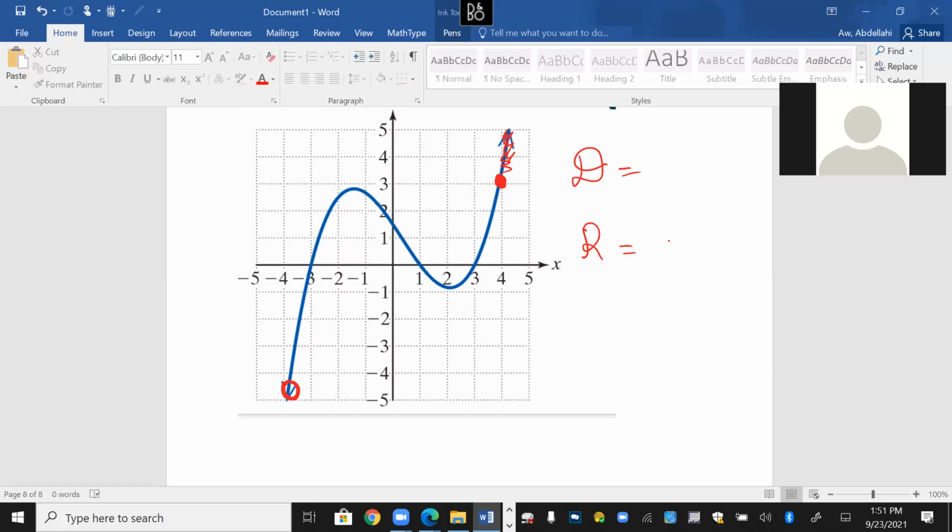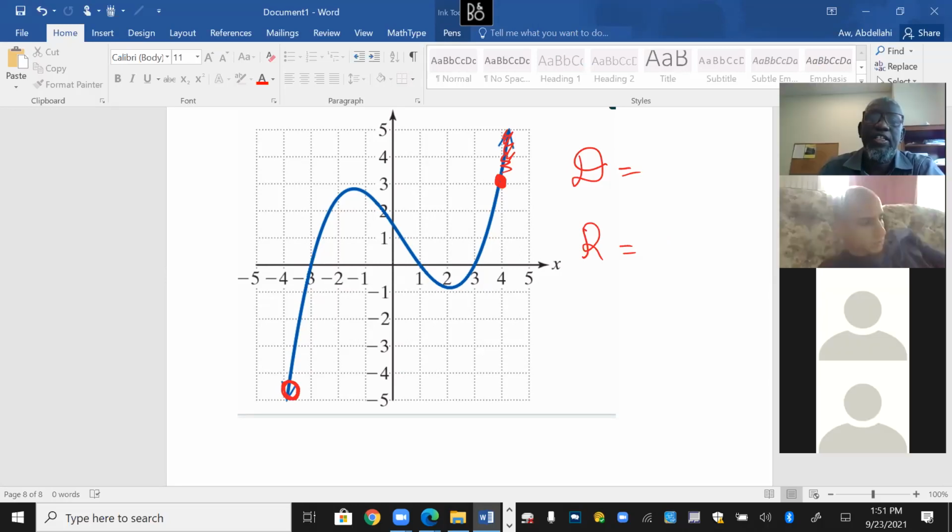What is a domain? What is a range? The domain is -4 to +4. Thank you. I see -4 to +4 because my graph starts with -4 here, all the way to +4 here. So now when I write it this way, is this an interval yet? No, it's not yet an interval.